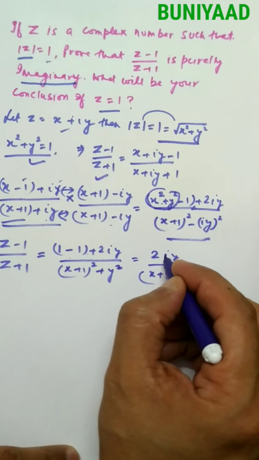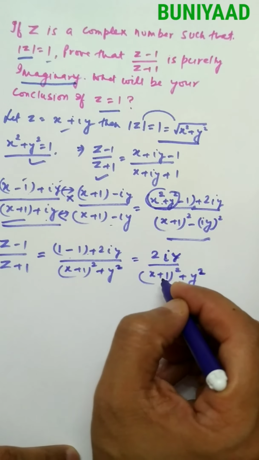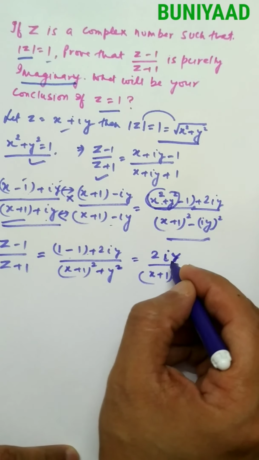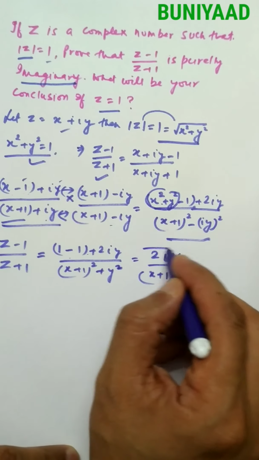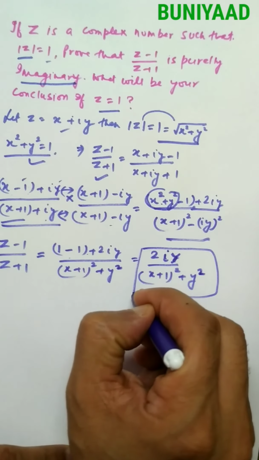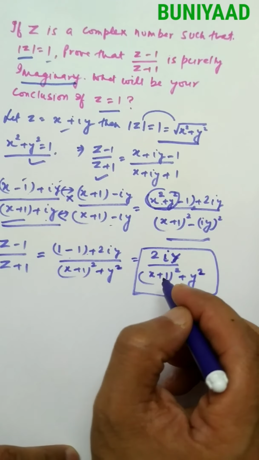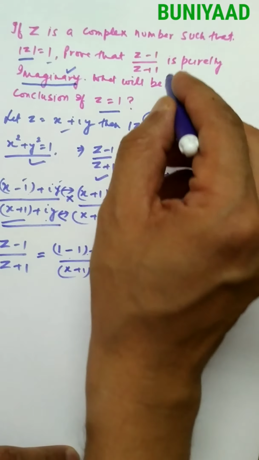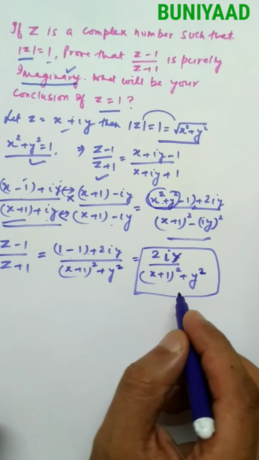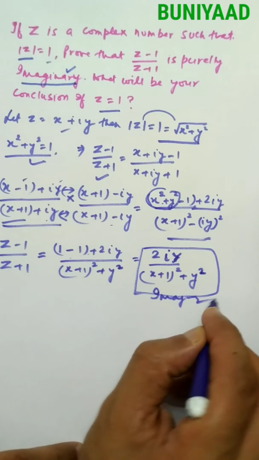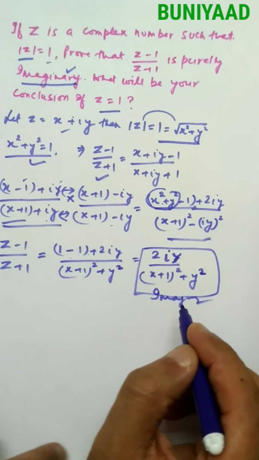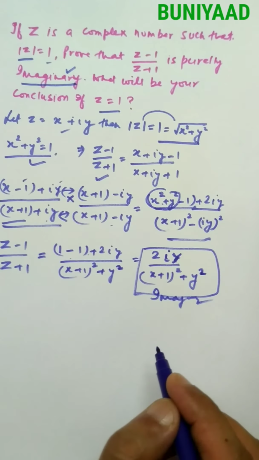Right? Now this is 2iy only, there is no real part, only the iota part is there, so the whole is your imaginary part and the real part is 0. You just proved the first part, that this is purely imaginary. Okay, now what about the second?